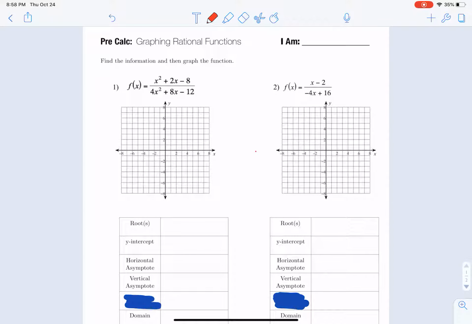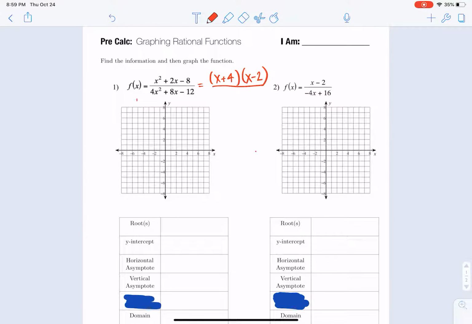So the first thing that I want to do is factor my rational function. I'll factor my numerator here. I'm looking for things that multiply to give me -8 that add up to +2. So I'll have +4 and -2. In my denominator, I'm first going to pull out a 2. Actually, let's pull out a 4 instead.